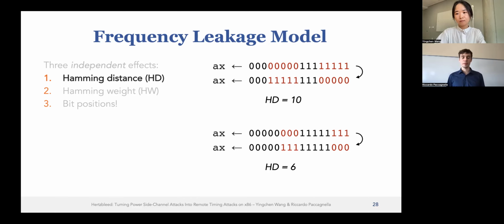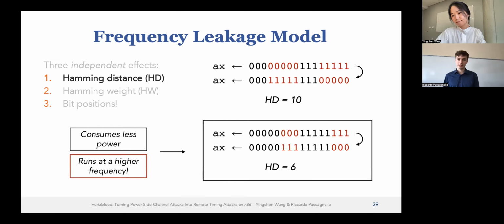What we observed on our processors is that this feature of the data that is being computed on, namely the Hamming distance, does affect frequency. And in particular, the lower the Hamming distance, the lower the power consumption, and therefore the higher the frequency. And this is an important observation, as we will see for security.